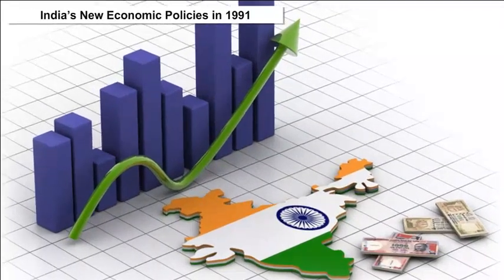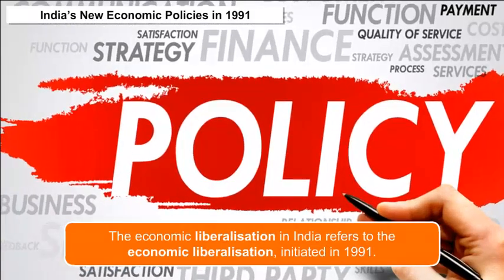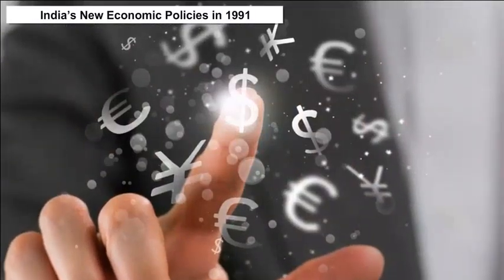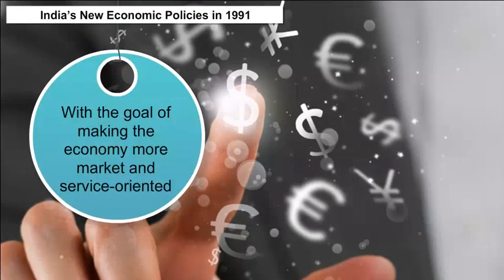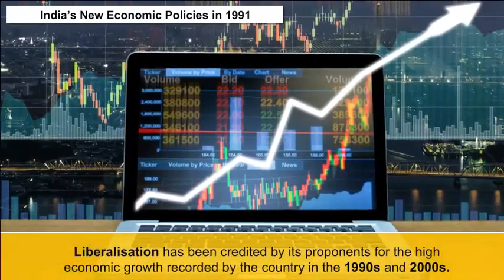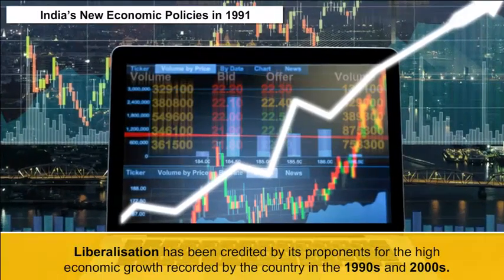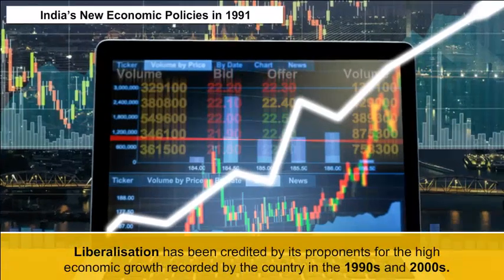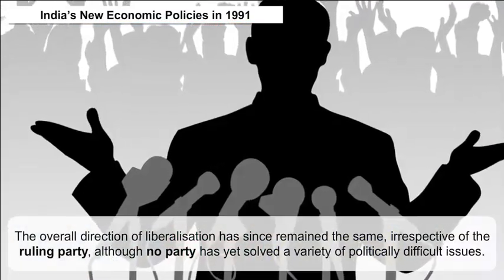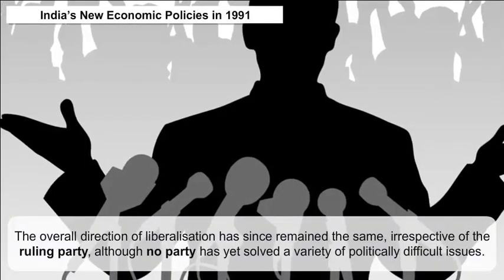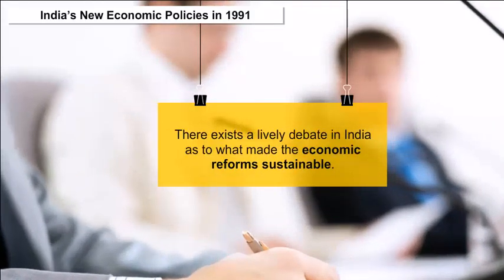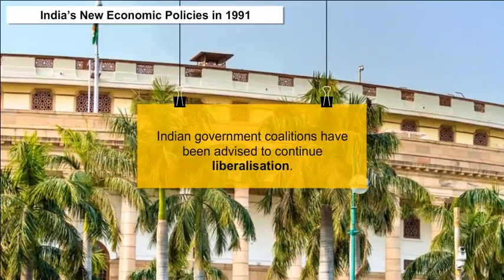India's new economic policy in 1991. The economic liberalization in India refers to the liberalization of the country's economic policies initiated in 1991 with the goal of making the economy more market and service-oriented and expanding the role of private and foreign investment. Liberalization has been credited by its proponents for the high economic growth recorded by the country in the 1990s and 2000s. The overall direction of liberalization has since remained the same, irrespective of the ruling party, although no party has yet solved a variety of politically difficult issues. There exists a lively debate in India as to what made the economic reforms sustainable. Indian government coalitions have been advised to continue liberalization.